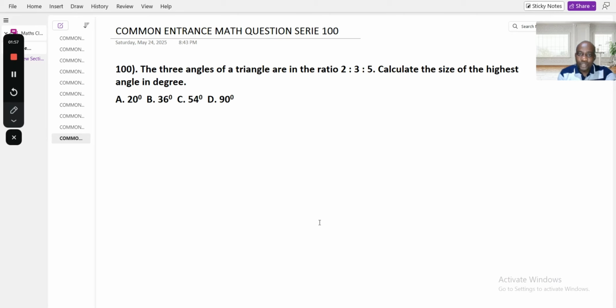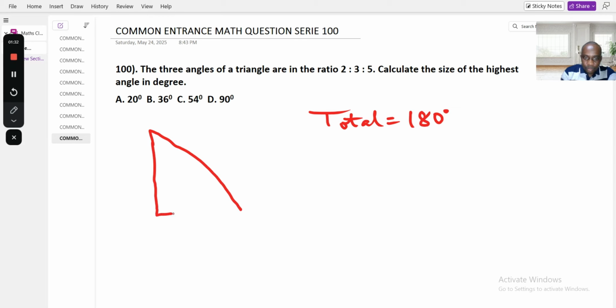The three angles of a triangle are in the ratio of 2:3:5. The sum of angles in a triangle is 180. Any triangle, the total is 180 degrees. Now, let me draw the triangle. We have something like this. And we are told that this space is 5, this space is 2, and this space is 3. These three places in this ratio, the total must be 180.